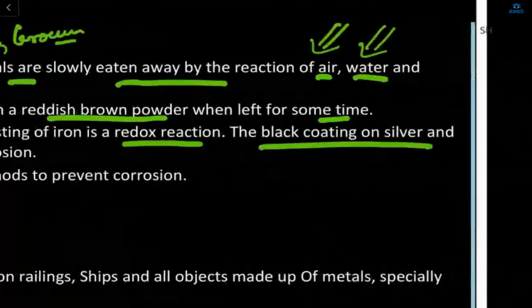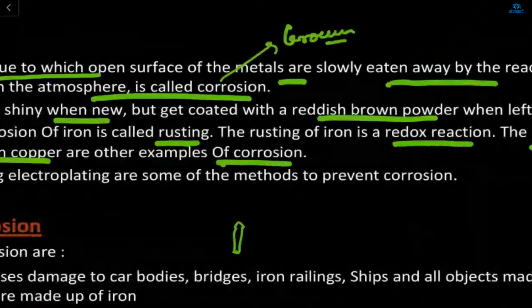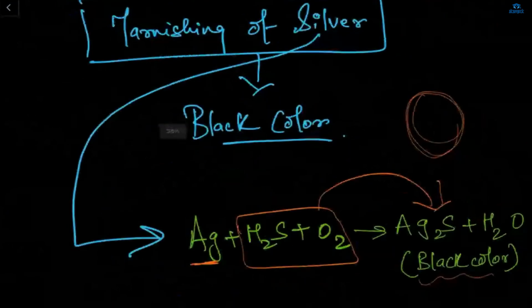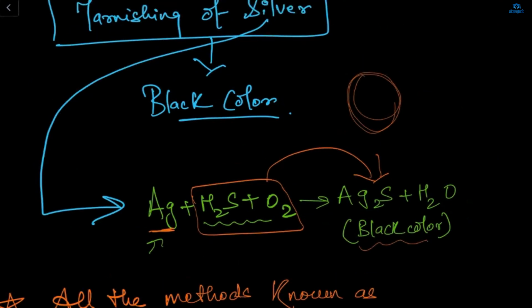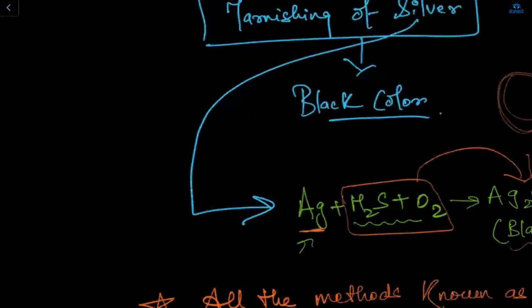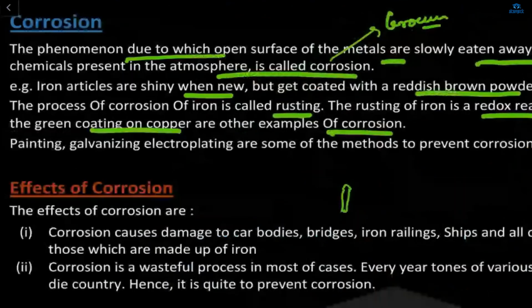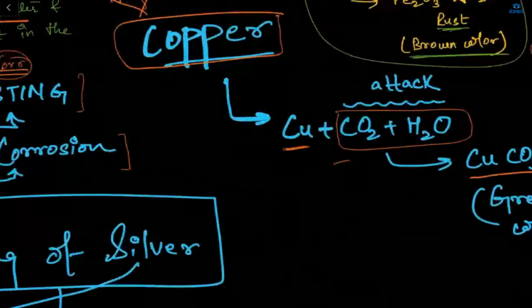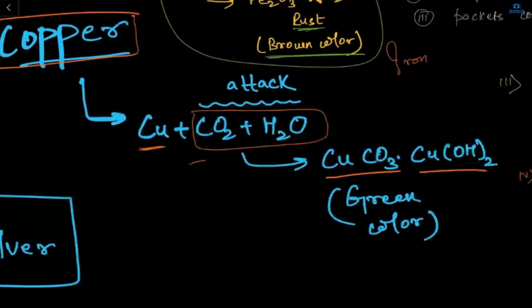The black coating on silver and the green coating on copper are other examples of corrosion. We have already discussed this. The black coating on silver is the tarnishing of silver, which is black in color. When these two attack silver, silver will convert into a black color. And what about the green coating of copper? In copper, when carbon dioxide and water attack, copper will turn its color into green.